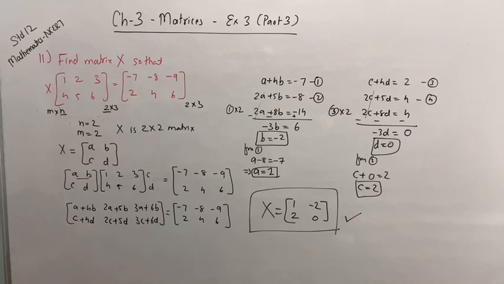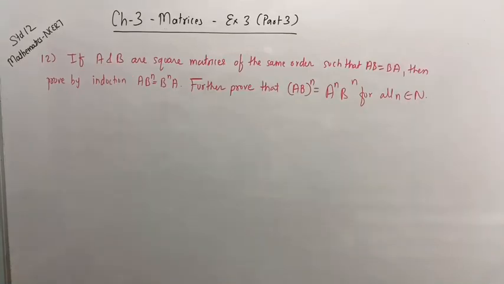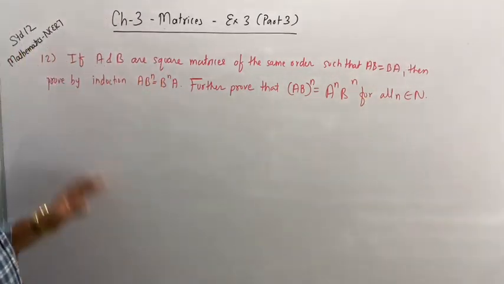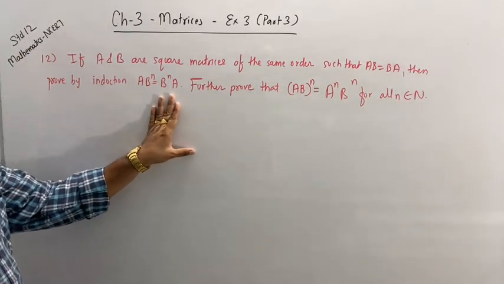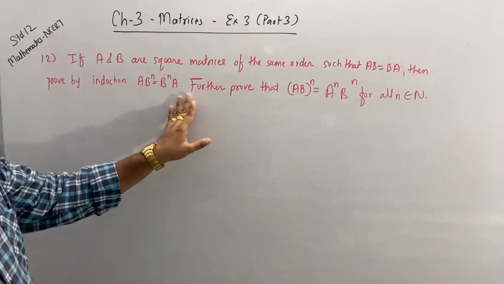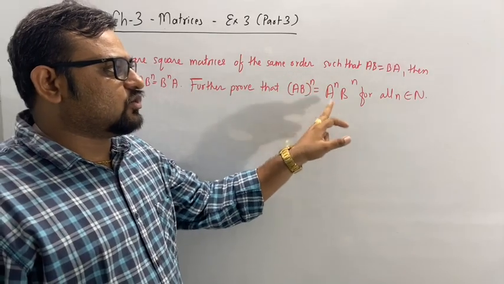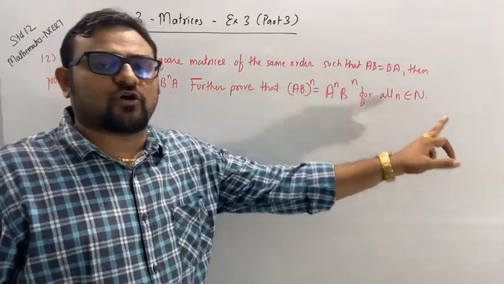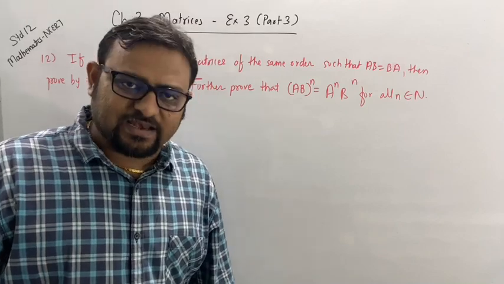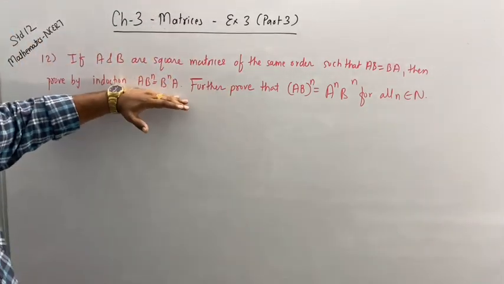Now let's move to the next question, that is 12. Question number 12 is, if A and B are square matrices of the same order such that AB equals BA, then prove by induction that AB raised to n equals B raised to n into A, and from that prove that (AB) raised to n equals A raised to n, B raised to n, for all n belonging to N. So first we will prove this.